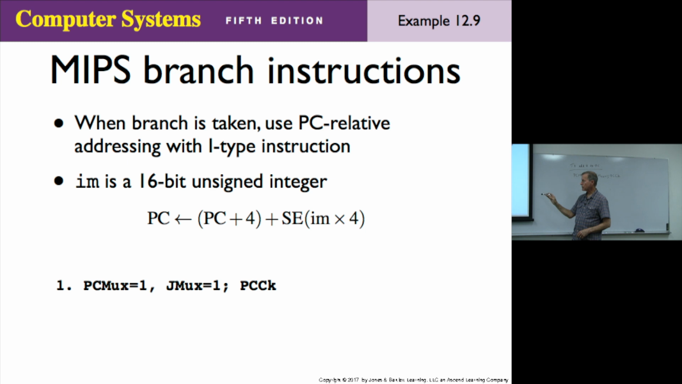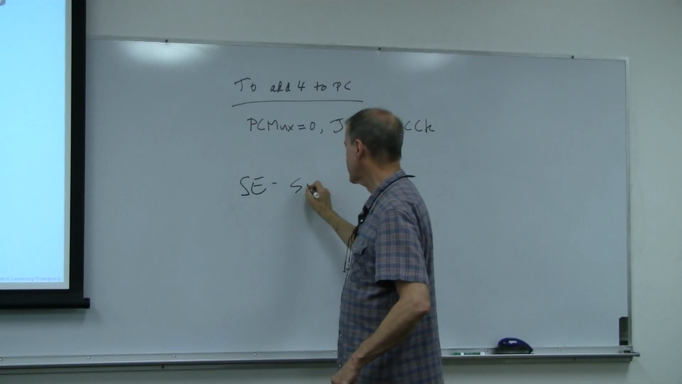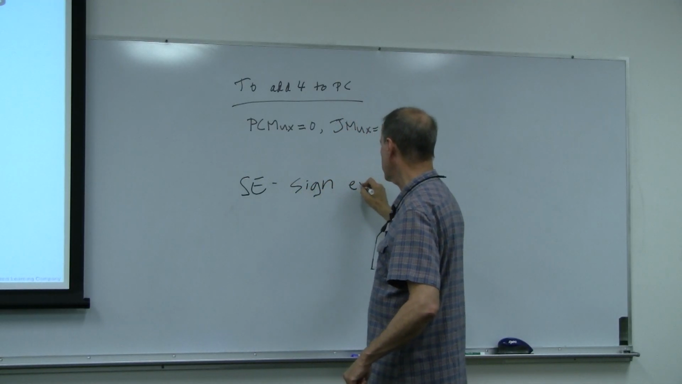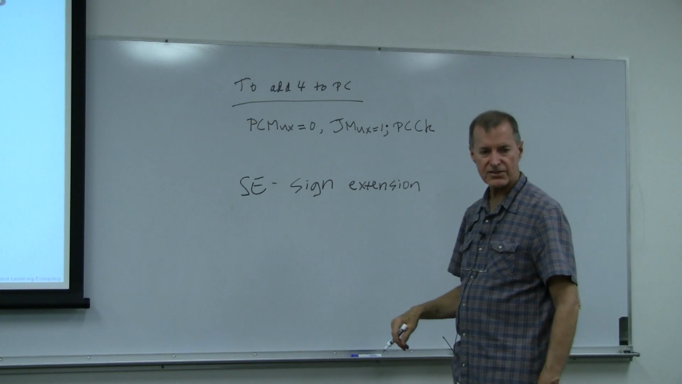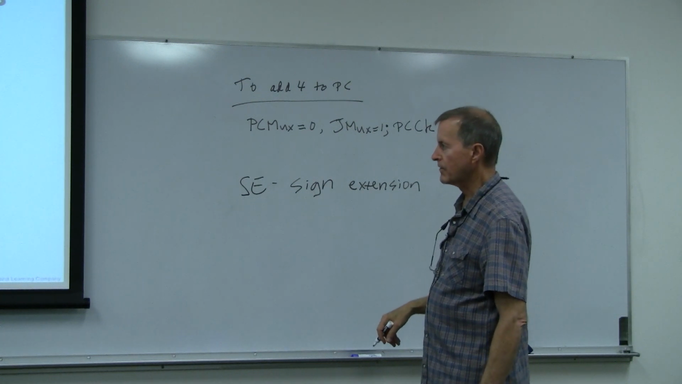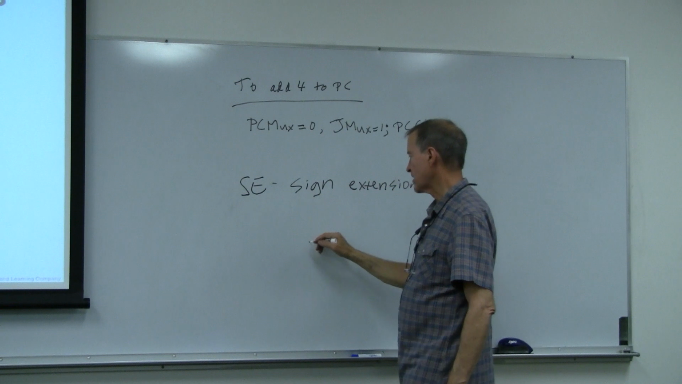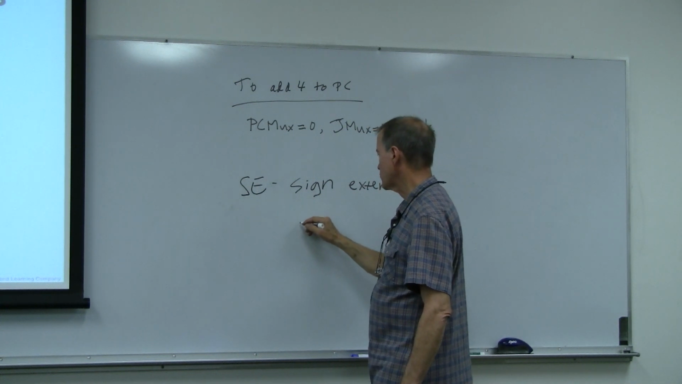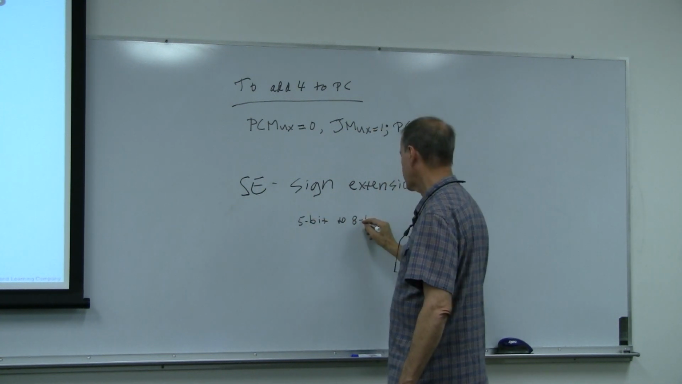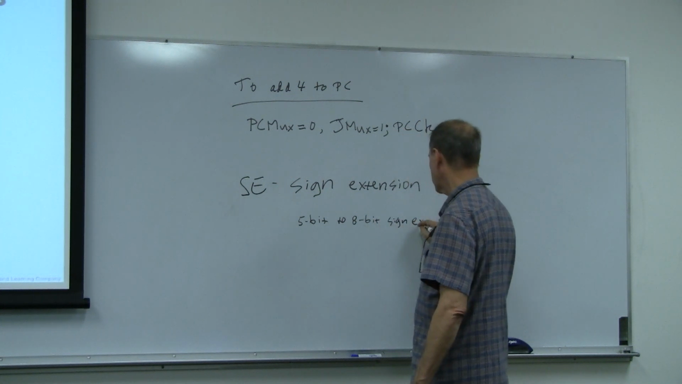Here are the control signals that come out of the decoder when a branch instruction is taken. Again, this time IM is a 16-bit unsigned integer. And SE, did we mention what SE is? SE is sign extension. Do you guys know how sign extension works? Let me do a small example. Suppose you go from 5-bit to 8-bit sign extension.